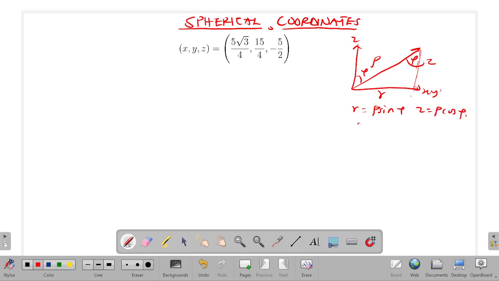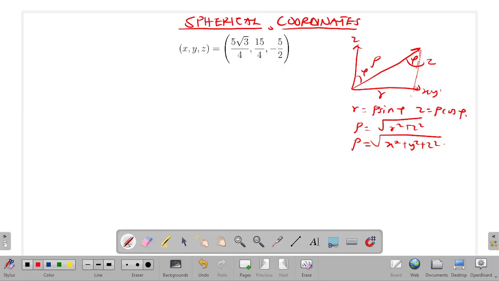And what is rho itself? Rho is equal to the square root of what? r squared plus z squared. And don't forget that r squared is the same as what? x squared plus y squared. So rho is the square root of x squared plus y squared plus z squared. Now you can find rho, you can find your z, you can find your phi using these equations.